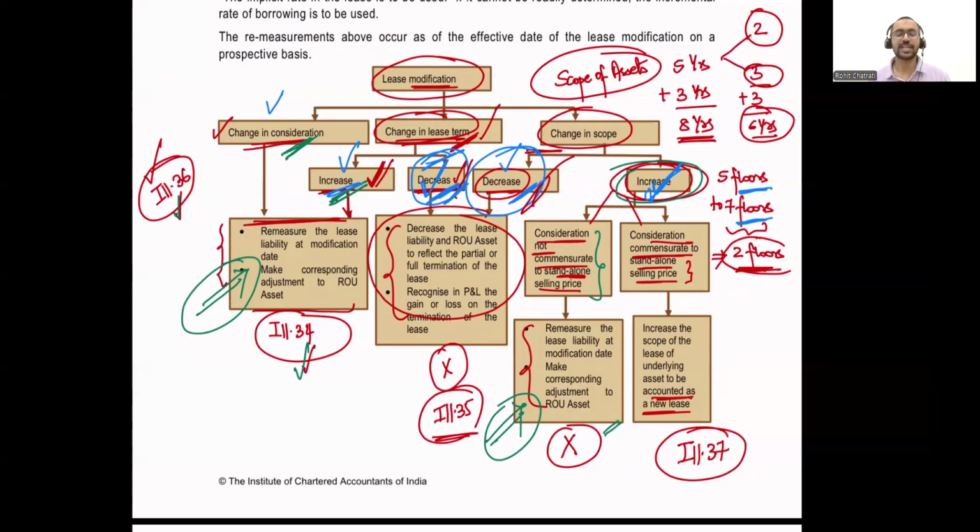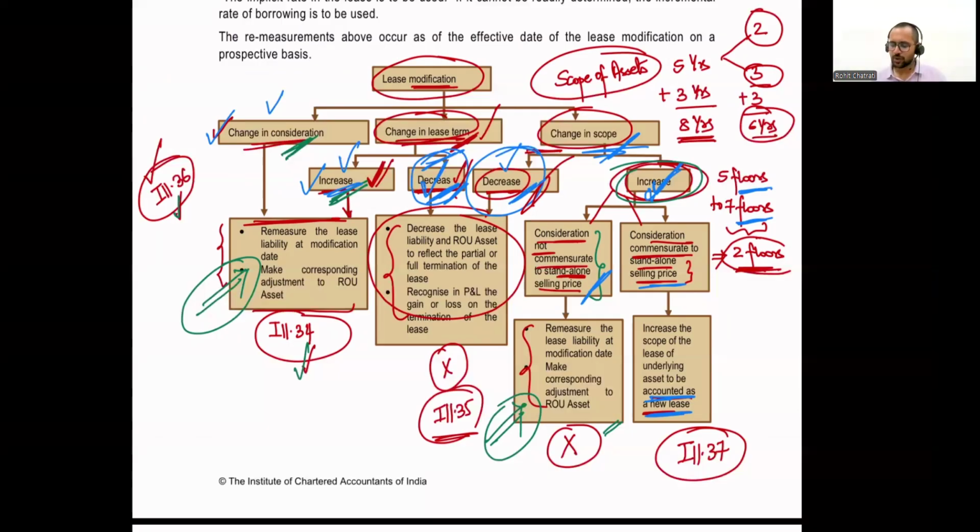In all the other cases, it's directly a calculation of revised lease liability, whether it's a change in consideration, an increase in the lease term, or any increase in the scope which is not commensurate. You directly calculate the revised lease liability, compare it with the existing carrying amount, and the corresponding adjustment will be given to ROU asset. Where there's an increase in the scope of lease with consideration commensurate to the standalone price, it is treated as a separate lease itself. You account for it as a new lease. Do not touch the existing ROU asset and lease liability.